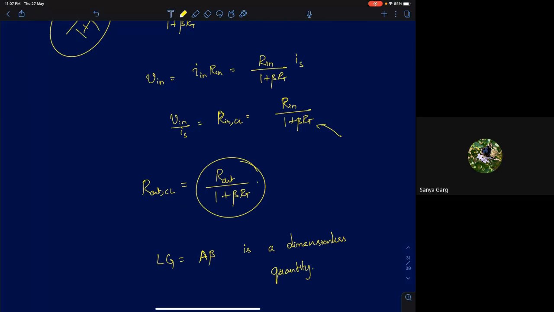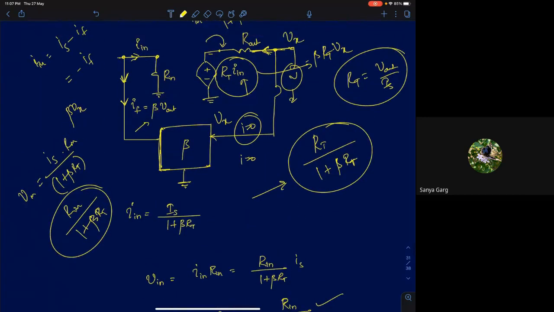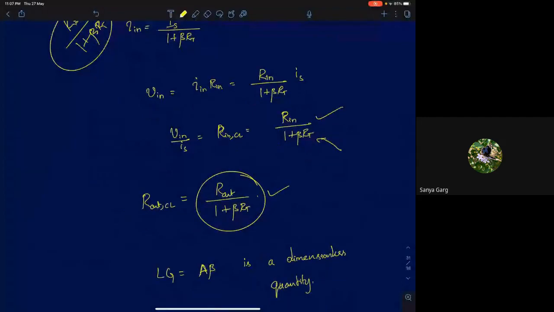That's it. So both input and output impedances decrease by a factor of 1 plus beta RT for a transimpedance amplifier. And when I began the discussion on transimpedance amplifiers, we said very clearly that both input and output impedance should be as low as possible. And it's changing in the right direction. They both are decreasing after the application of negative feedback.